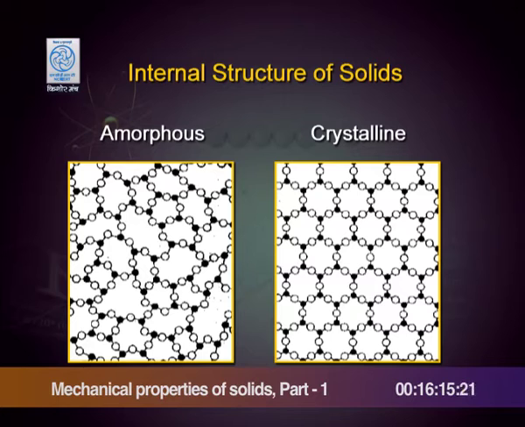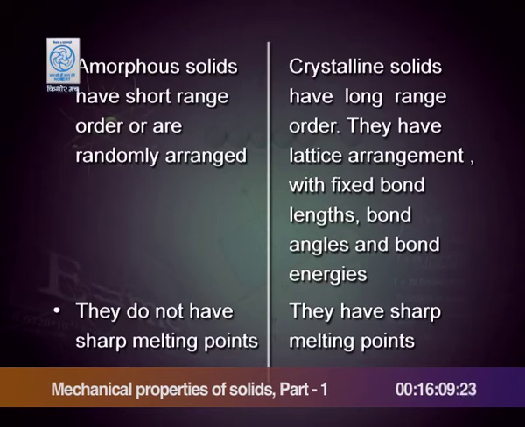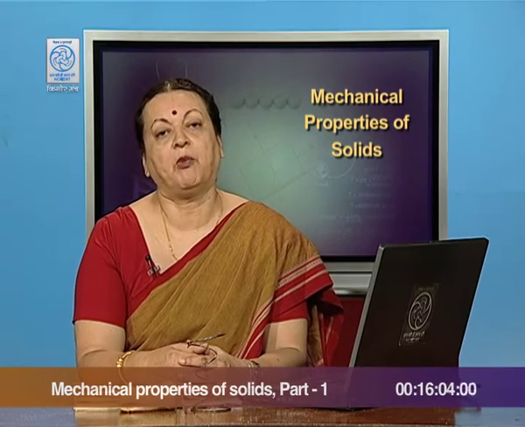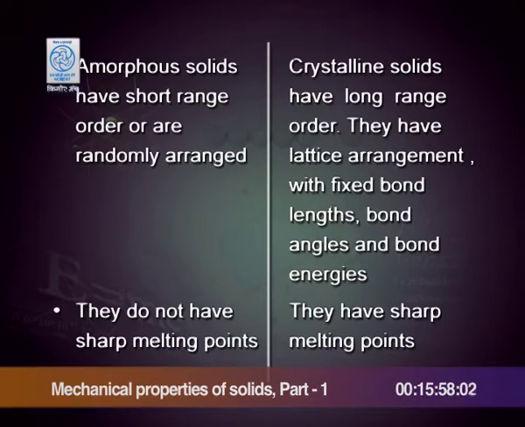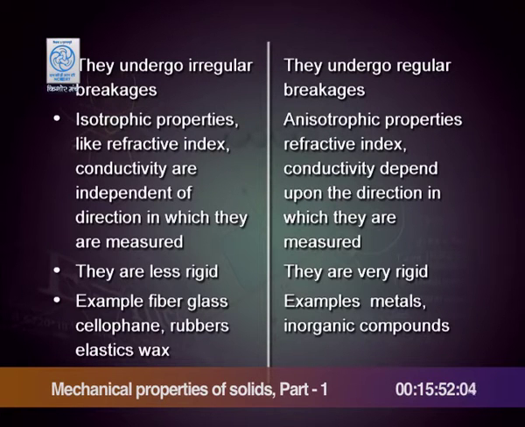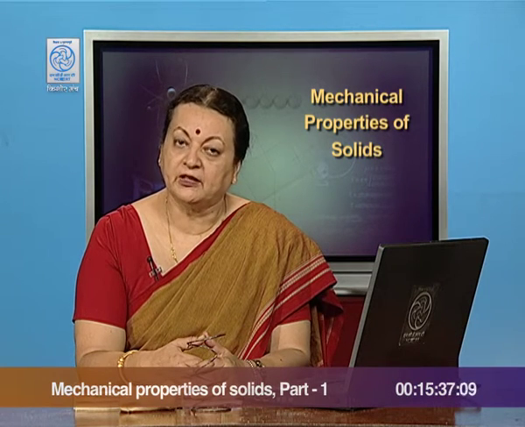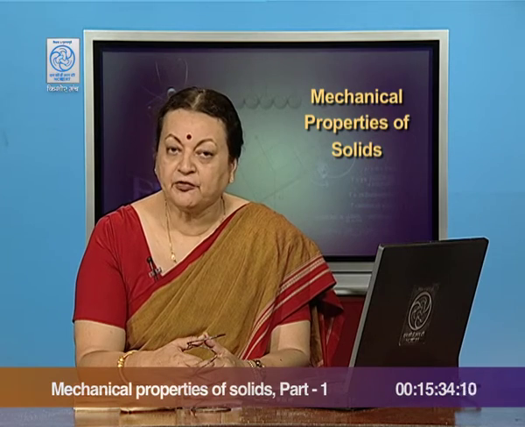Solids can be classified into two classes, amorphous and crystalline. Amorphous is when the solid molecules and atoms are arranged in a short range order. That means, in the bulk material, they do not have a patterned arrangement. So much so that they do not have a sharp melting point, and they are not rigid. Their properties are isotropic, which means refractive index and thermal conductivity would come out to be the same whichever way you measure it. When you break them, they do not break with regular edges.